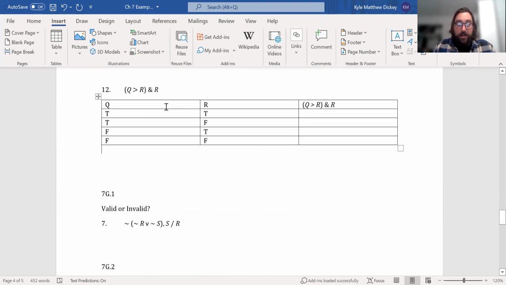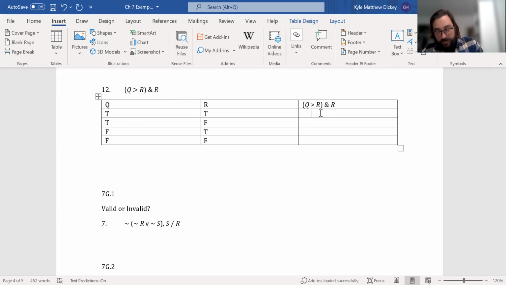All right, so now we've got all the truth possibilities. We've got the case where Q is true and R is true, where Q is true and R is false, where Q is false and R is true, and where both are false. Now let's figure out the truth value over here. First we have to work inside the parentheses. If Q then R, what are the situations in which it is true?